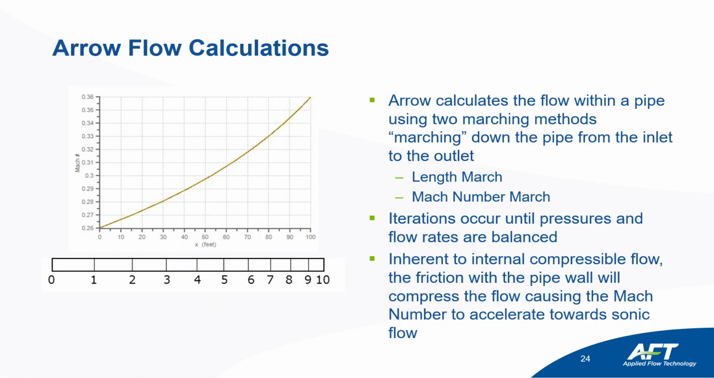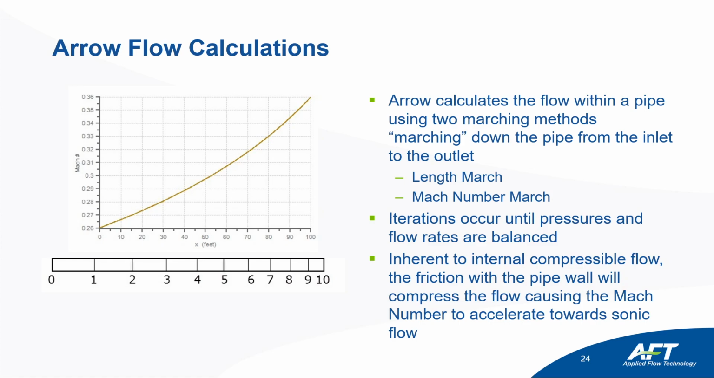Aero flow calculations. Aero calculates the flow within a pipe using two marching methods. That's because within compressible flow, the density is going to drop due to friction, increasing the velocity down the pipe to Mach. That's just inherent of internal compressible flow. So we use two different marching methods, and we can use them in tandem.